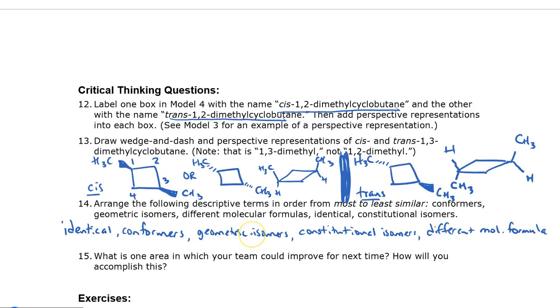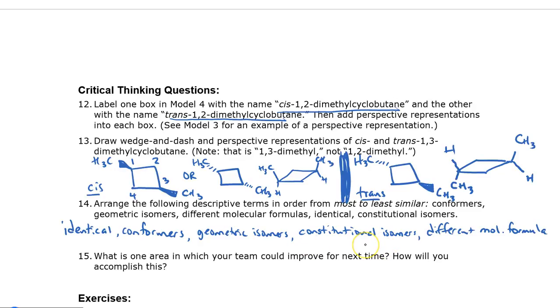Geometric isomers is another term for cis and trans isomers. So this molecule, the cis, and this molecule, trans, are geometric isomers. In order to have geometric isomers, you have to have them in pairs, right? A cis and a trans.